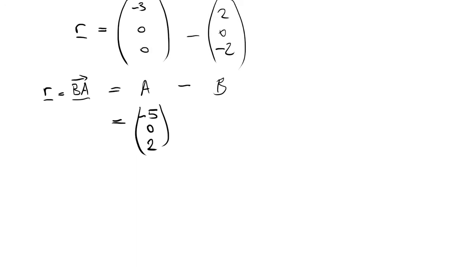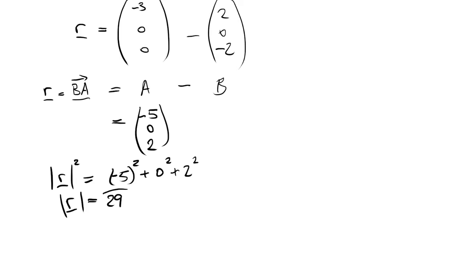And in order to find the length, we don't want the vector, we want the modulus, so we want mod R, which would just be -5 squared plus 0 squared plus 2 squared. And that gives me 25 plus 4, 29. But that would be R squared actually. So to get mod R, it's just the square root of 29. So that's AB.